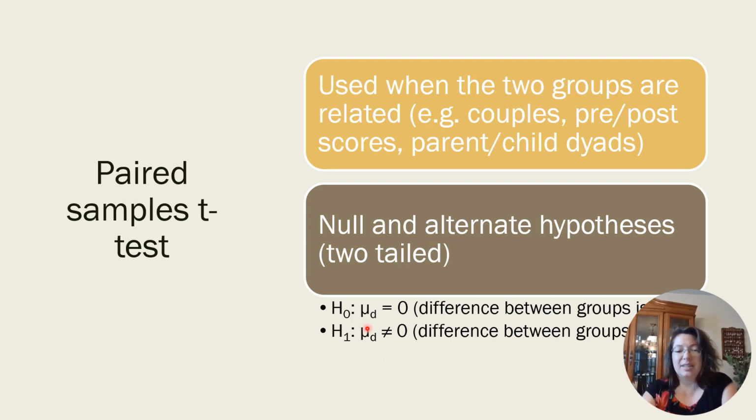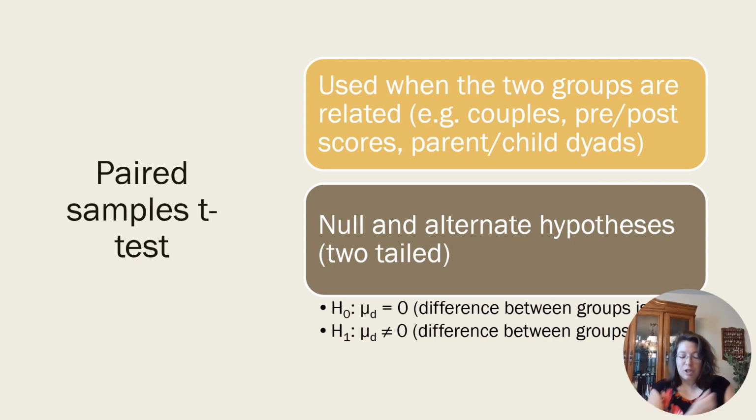And the null hypothesis for a paired samples t-test is that the mean difference, that's what this mu with the little d means, the mean difference between the two groups is going to be 0. So basically that there is no difference between the two groups. The alternative hypothesis is that the mean difference between the two groups isn't 0. So there is some kind of difference between the two groups.